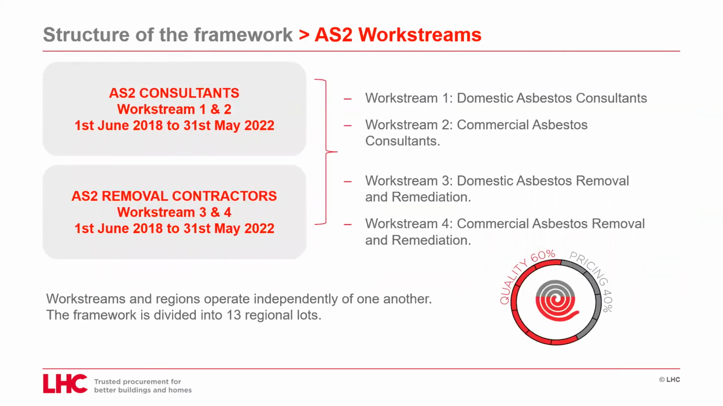On this screen, you can see a brief summary of the framework scope, the work streams and the weighting criteria, quality 60% and pricing 40%. But again, our clients are quite flexible in adjusting their own weighting criteria in accordance with their projects. This framework has been divided into 13 regional lots, and if you would like to see a map with those regional lots, please let us know and we will be able to share this with you.